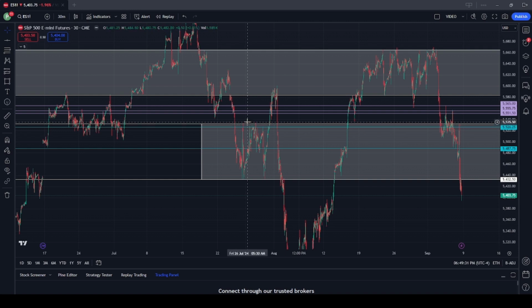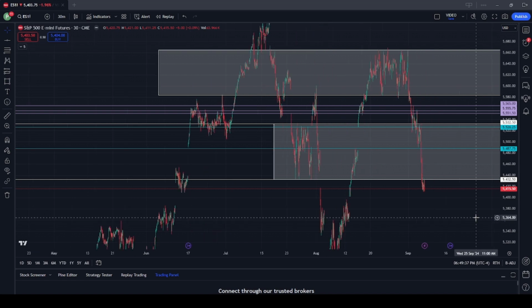And real quick, I'm going to switch over to just cash hours only, because again, ES trades outside of regular trading hours.